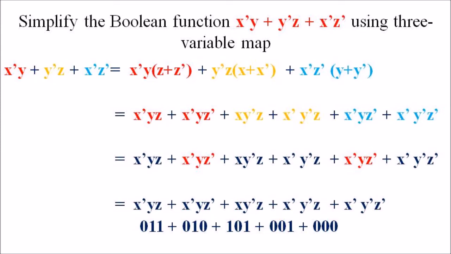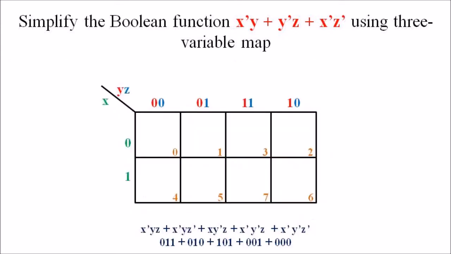These can be represented in the K-map as follows. Since we are dealing with a 3 variable K-map, the total number of cells available in the K-map should be 2 raised to 3, where this 3 means the total number of variables. Thus the total number of cells is equal to 2 raised to 3, which is equal to 8, so we are using an 8 cell K-map.